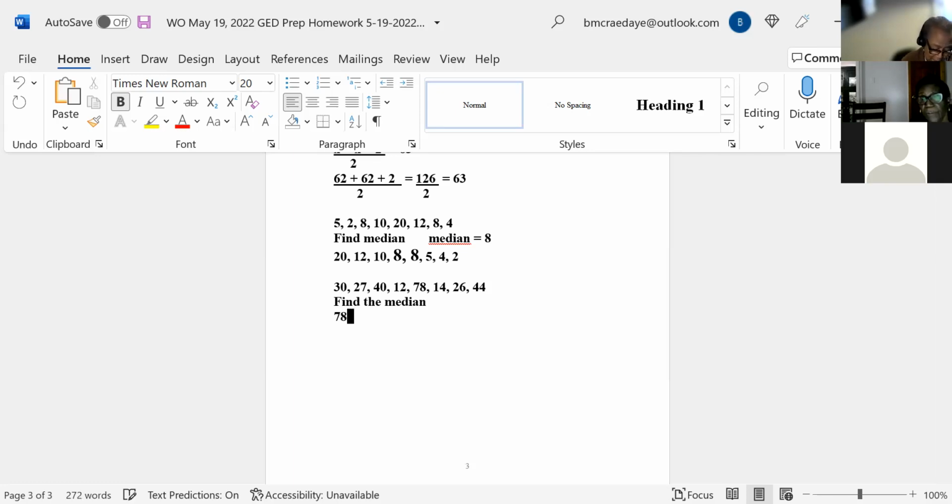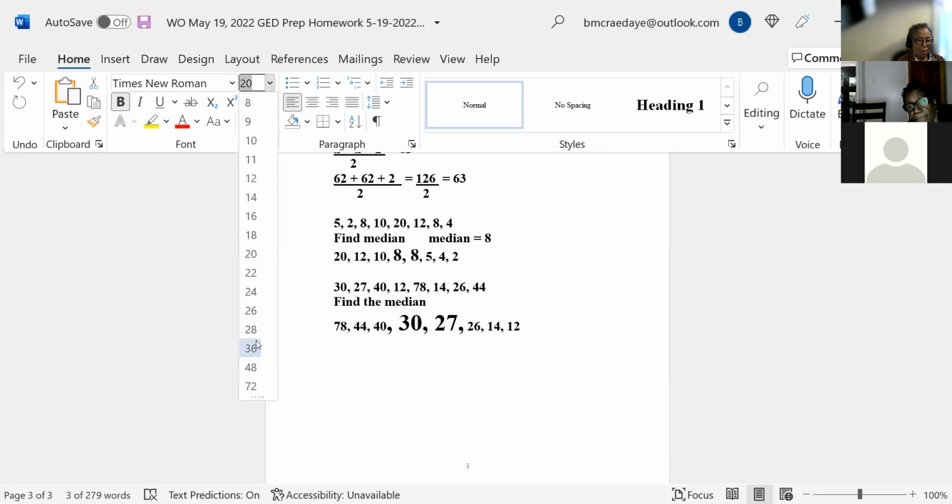You say 78, 44, 40, 30, 27, 26, 14, and 12. Which two are in the middle? Alva? Which two are in the middle, Alva? 30 and 27. That's right. There we go. Right here. Those two are in the middle. Let's make them bigger. Yeah, 30 and 27 is 57.